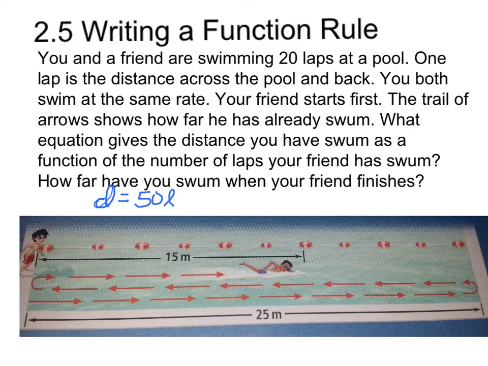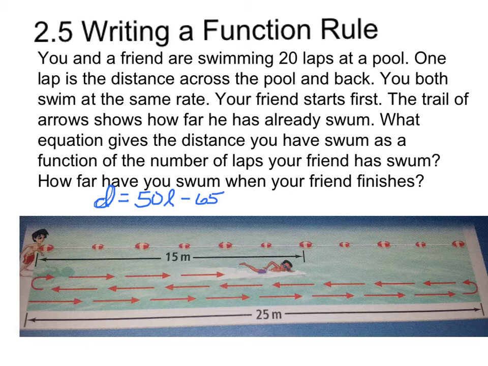Now, if we wanted to know how far you've gone, all we'd have to do is D equals 50L. But we have to know it in relationship to your friend. Your friend has already gone 65 more than you. So in order to find the distance that you've swum, what are you going to have to do? When you plug in how many laps your friend has gone, you're going to have to subtract 65 from that, because your friend is 65 more than you. So that would be your function: D equals 50L minus 65.